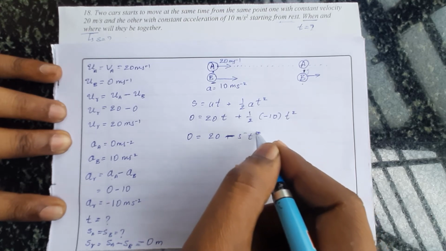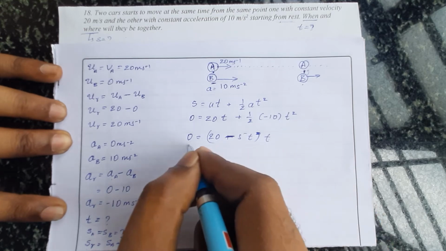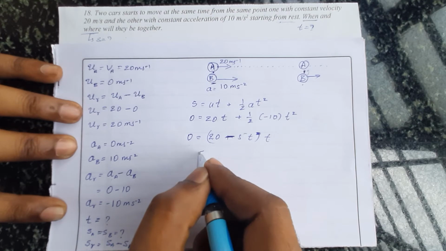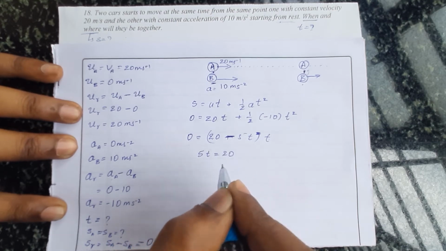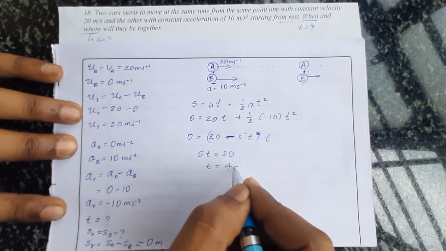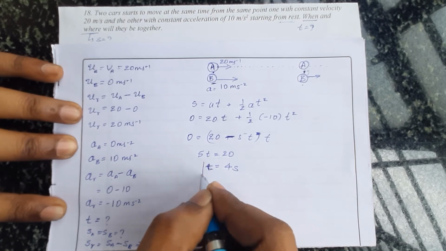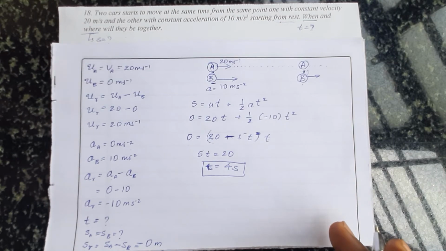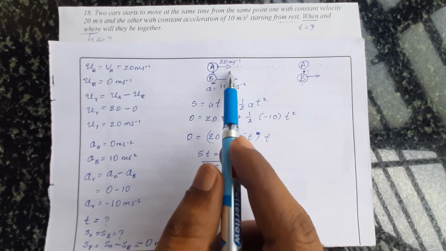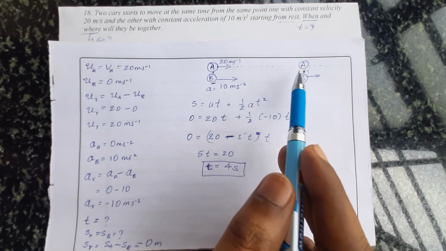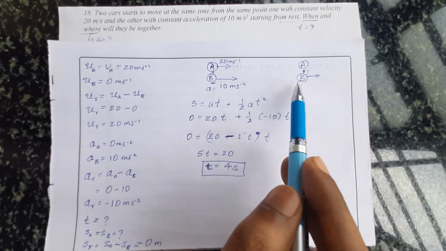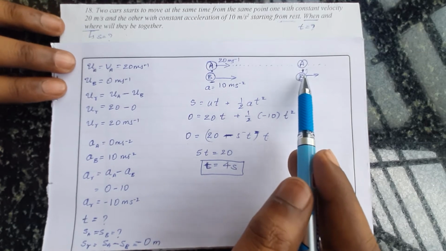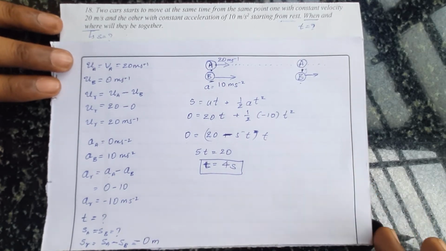One of the T I can take as a common factor, and if I send it to the other side, it will become 0. So 20 minus 5T is equal to 0. 5T is equal to 20. So T is equal to 4 seconds, which means after 4 seconds, body A and body B will be at the same point. And from this point, body B will overtake body A and will start to move ahead of body A, right?